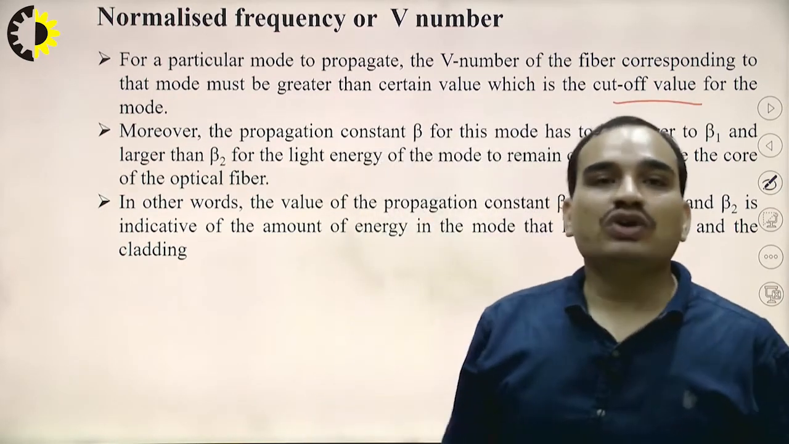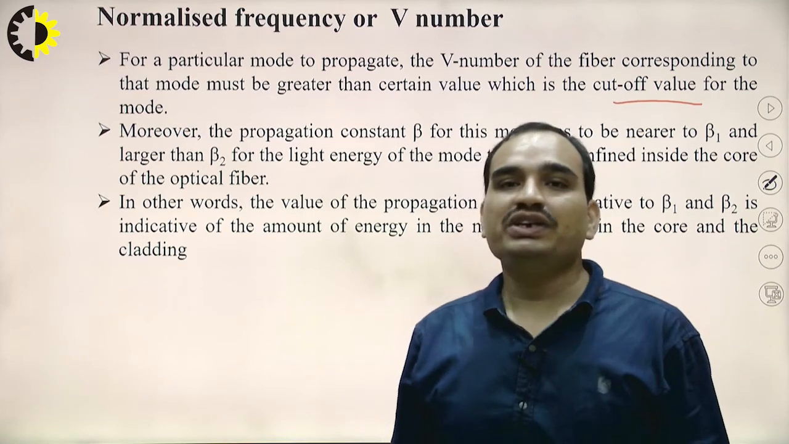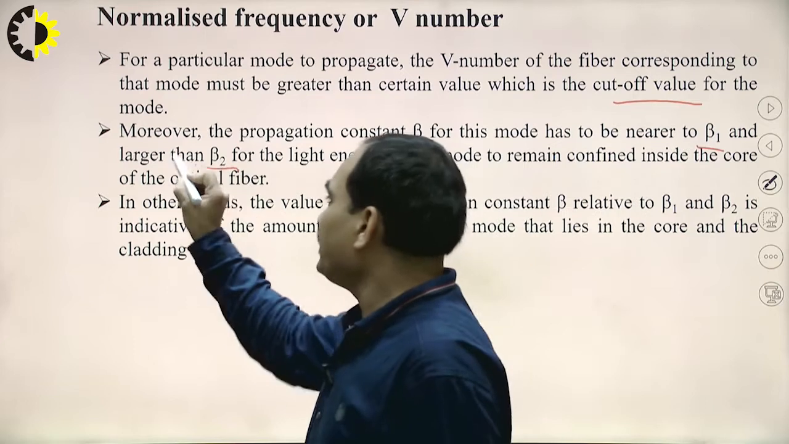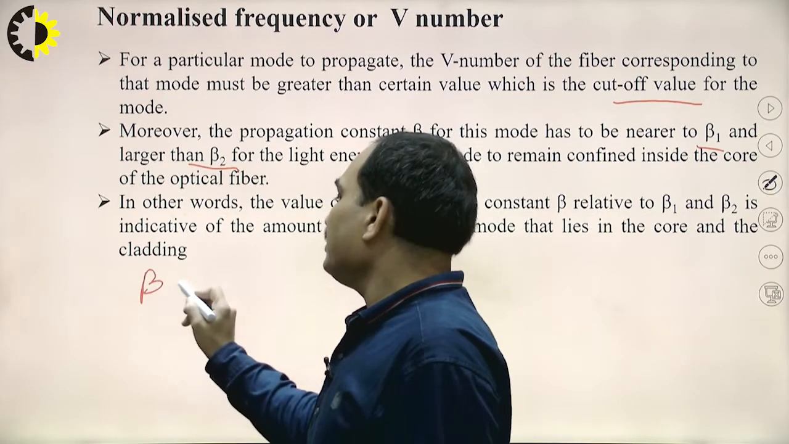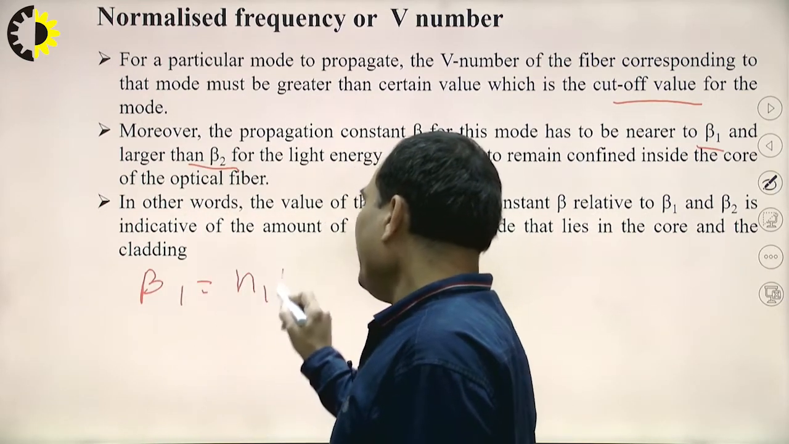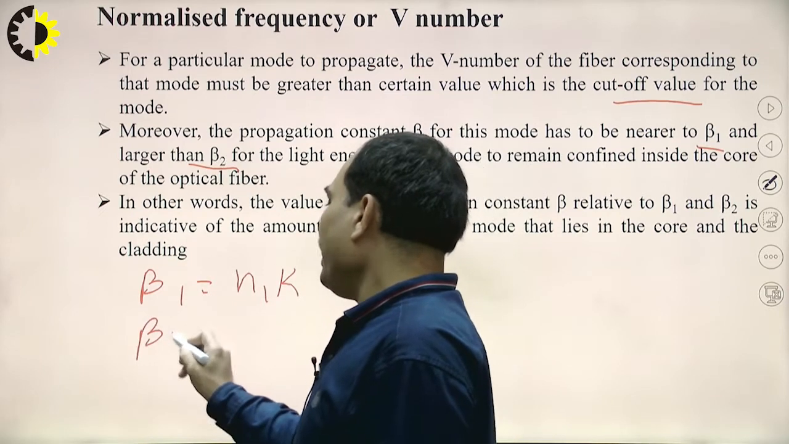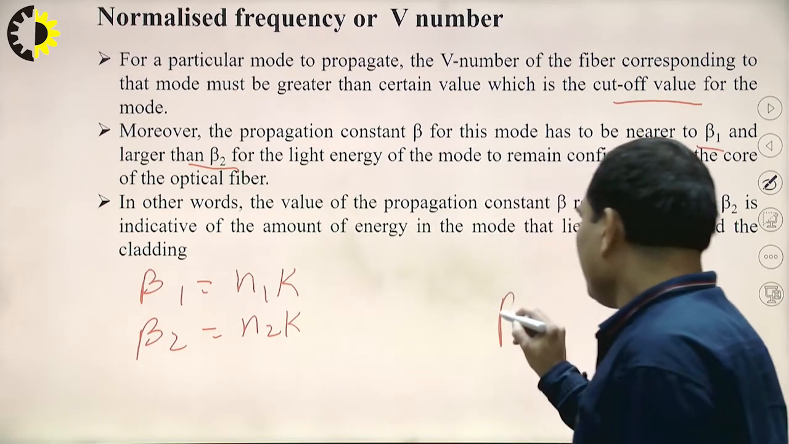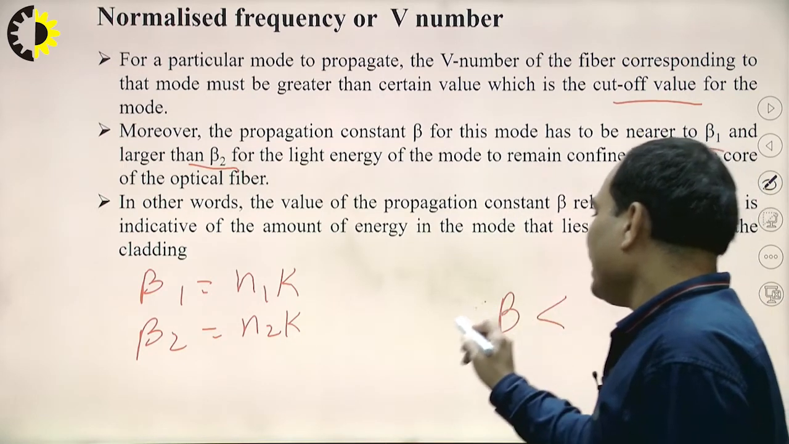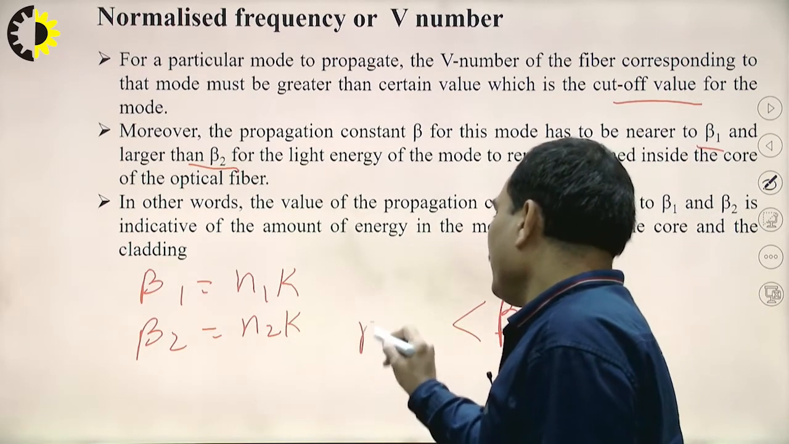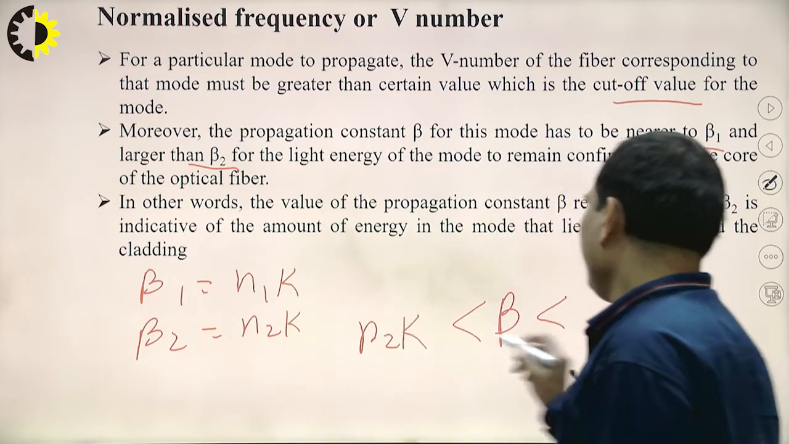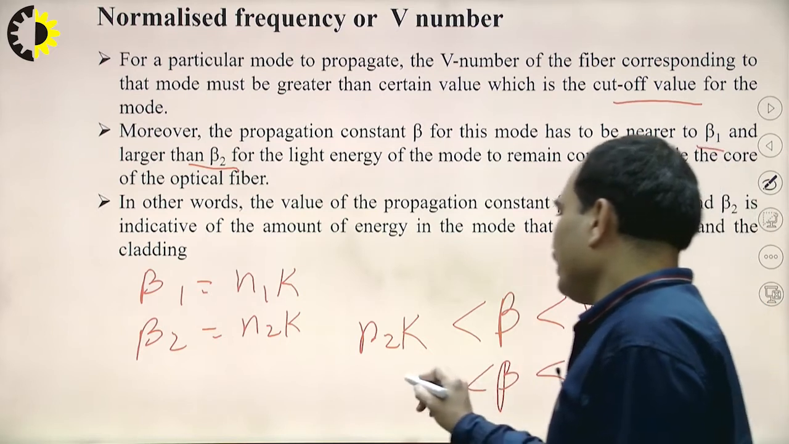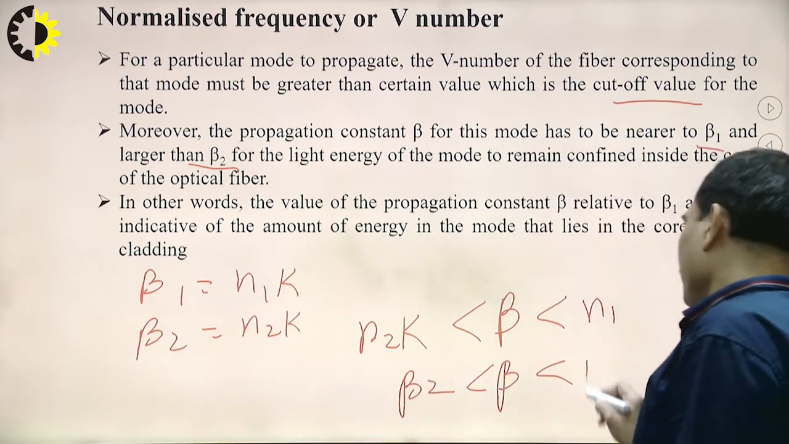Moreover, the propagation constant beta for this mode has to be nearer to beta 1 and larger than beta 2. We know that beta 1 is given by n1 times k, beta 2 is given by n2 times k, and beta, the propagation constant, lies between n2k and n1k, or we can say that beta lies between beta 2 and beta 1.